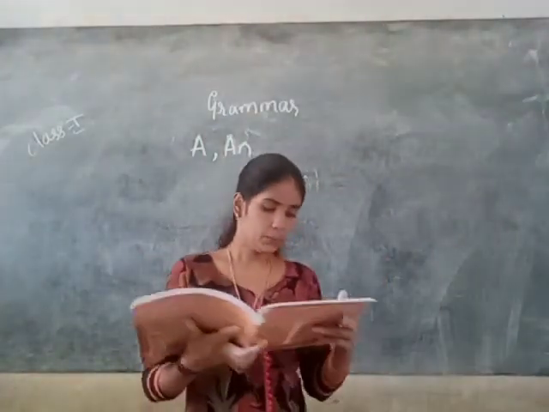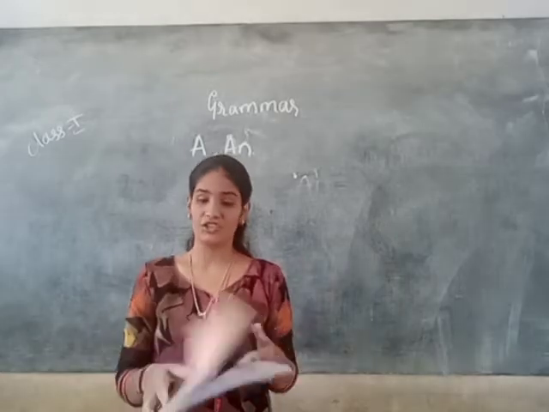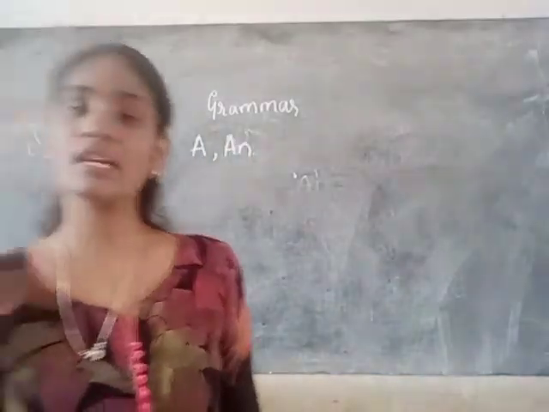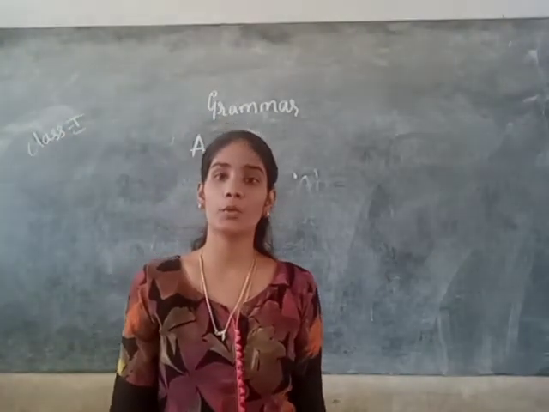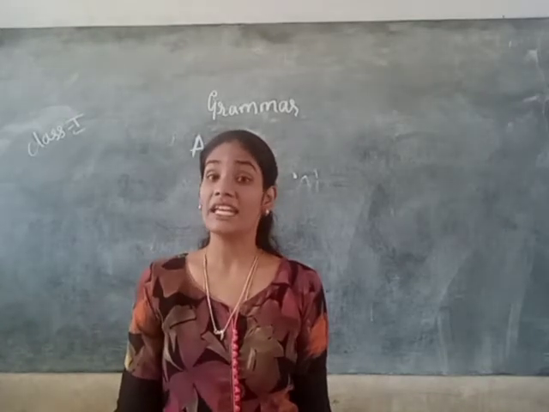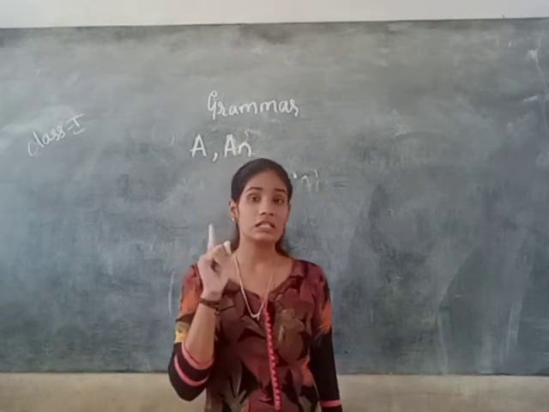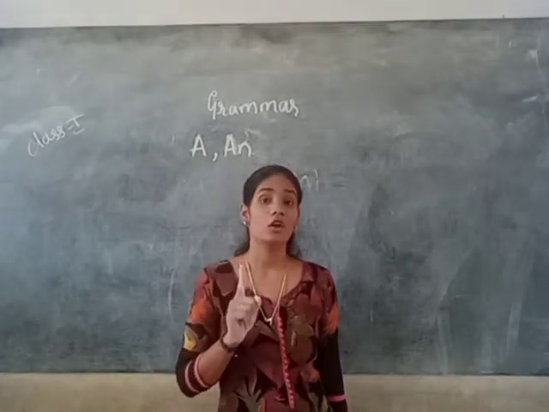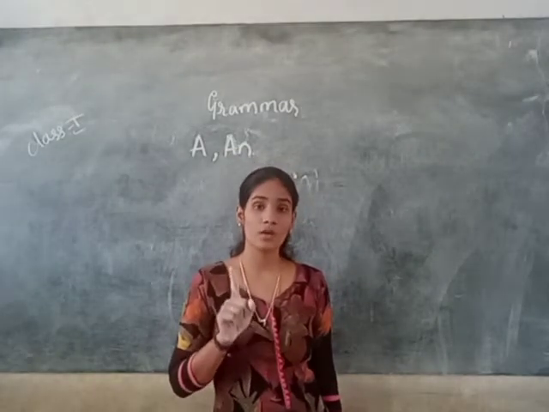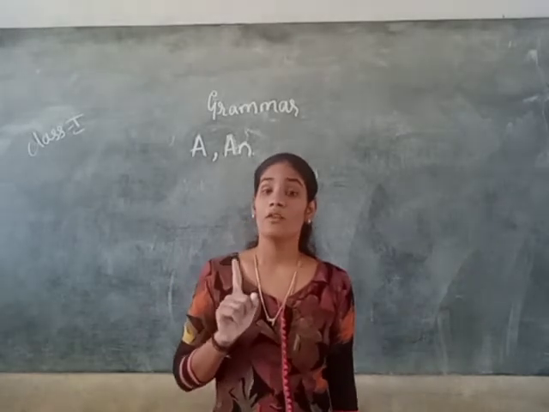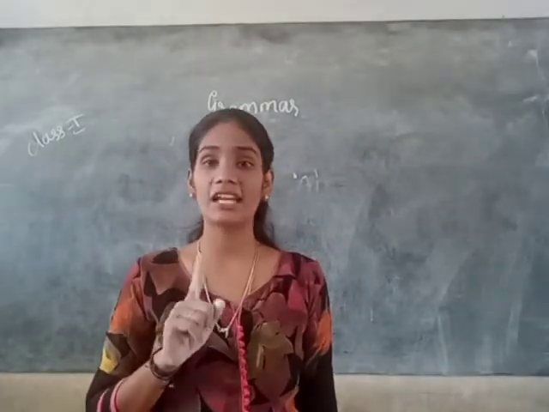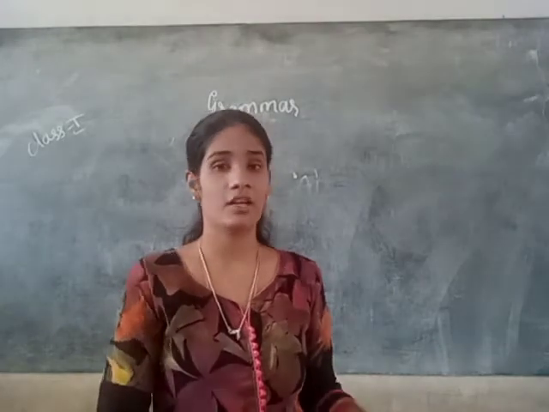Okay, put A or AN before each. They have given some words. What do we have to do? We have to write A or AN there on the basis of their beginning letter. On the basis of the beginning letter, we have to decide which article we should write. Okay, let us see.